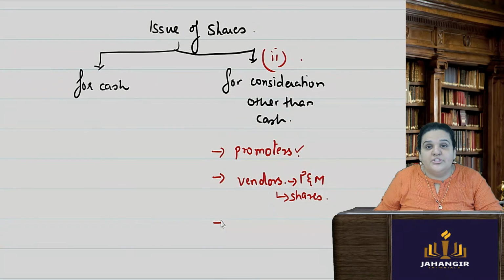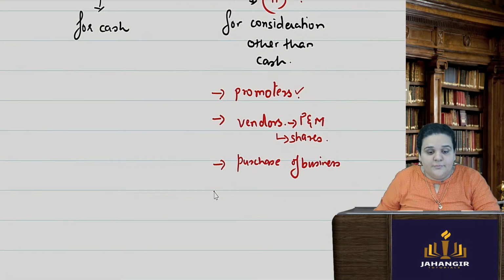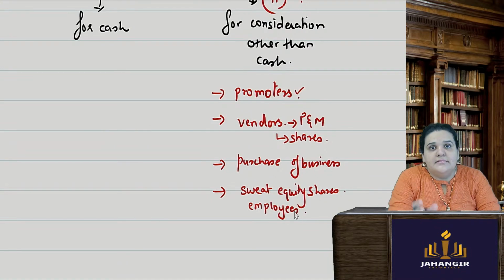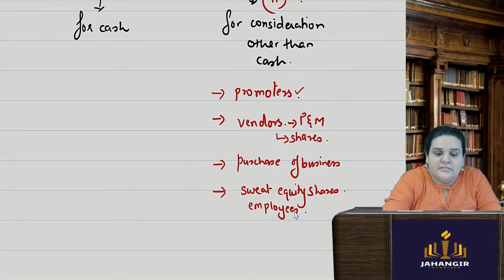And also to purchase an entire business. For purchase of businesses, obviously you have to give them the shares. And it can also be given as sweat equity shares where there is no money taken. There is no money taken from the employee. Sweat equity shares are generally issued to employees. So these are the ones in which consideration other than cash is there for issue of shares.